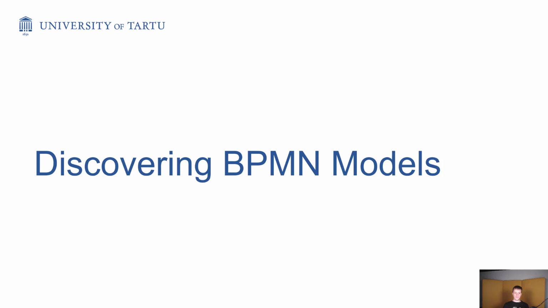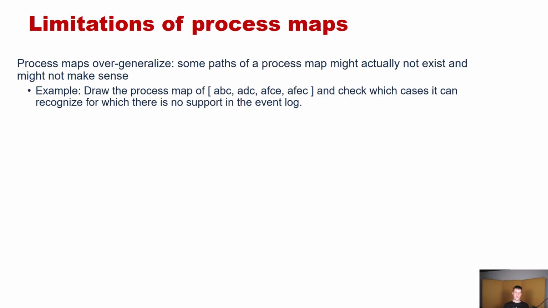In this part of the lecture, we are focusing on the automated discovery of BPMN models, the main elements used in those models, as well as the scenarios in which you would like to discover BPMN models instead of process maps. To begin with, as we saw in the previous part of the lecture, process maps have some severe limitations.